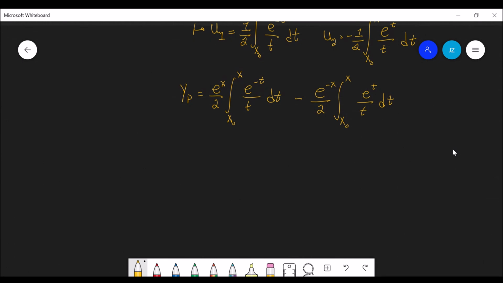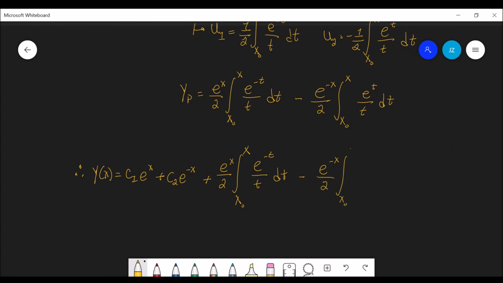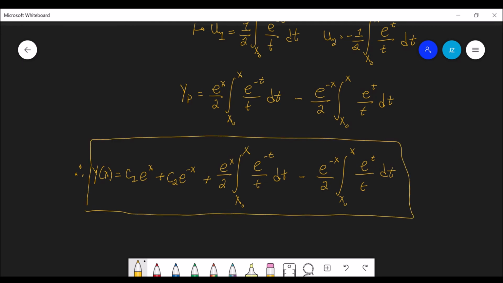And we would write our general solution then as y of x is c1 e to the x plus c2 e to the minus x plus e to the x over 2 times the integral x naught to x of e to the minus t over t dt minus e to the minus x over 2 times the integral from x naught to x of e to the t over t dt. And this would be our general solution.